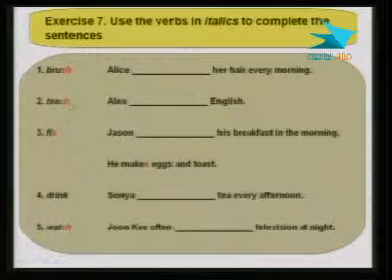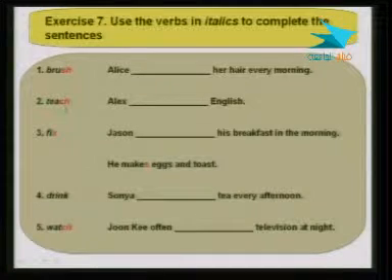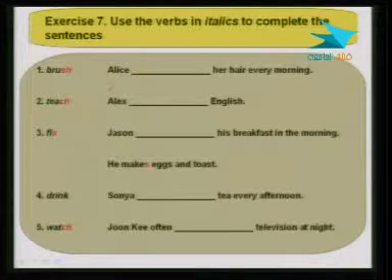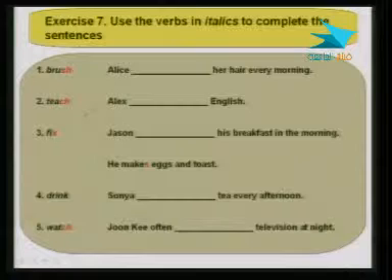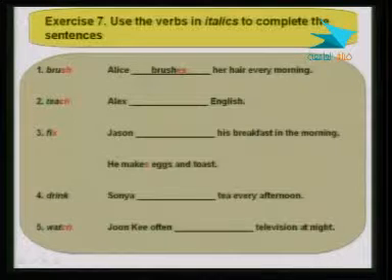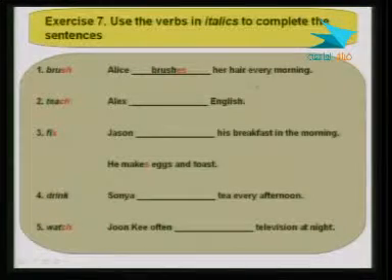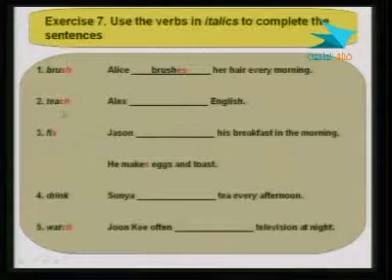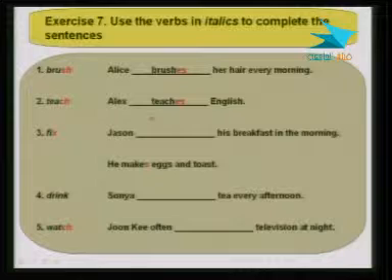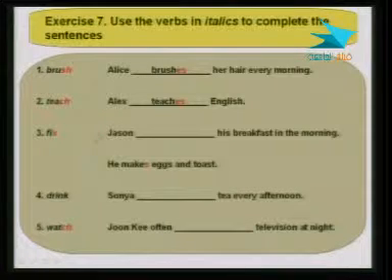طلبت منكم ايش؟ أن تستخدموا الكلمات هذه اللي مكتوبة italics. italics يعني بشكل مائل، right؟ كما تلاحظون كل فعل يستخدم هنا to complete the sentences. فلاحظ هنا Alice brushes her hair every morning. Teach، كل فعل teach. Alex teaches English.